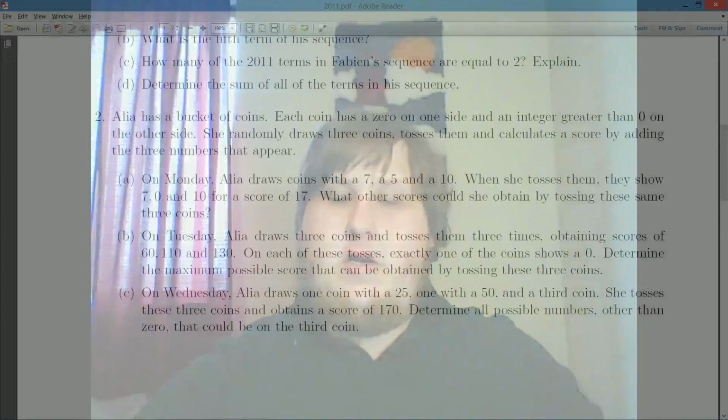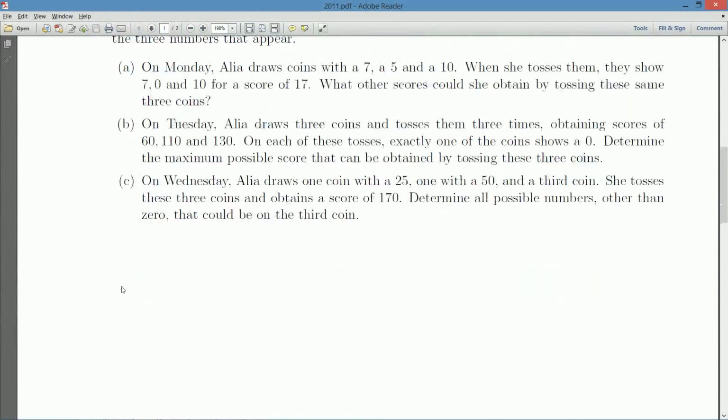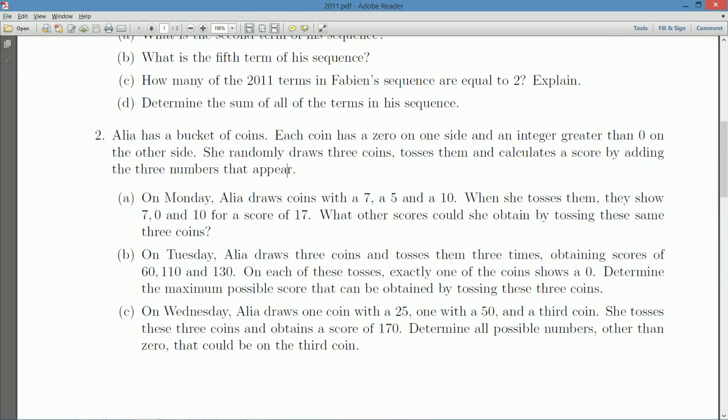But we're taking a look at question number 2, and let's see what it says. Aaliyah has a bucket of coins. Each coin has a 0 on one side and an integer greater than 0 on the other side. She randomly draws 3 coins, tosses them, and calculates the score by adding the 3 numbers that appear. Okay, so we have an A, B, C part. Do we have a D? Nope. Alright, so we just need to get through these and write up and explain what we're doing at each step.